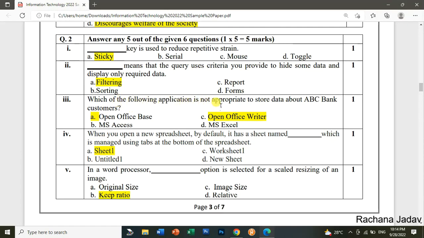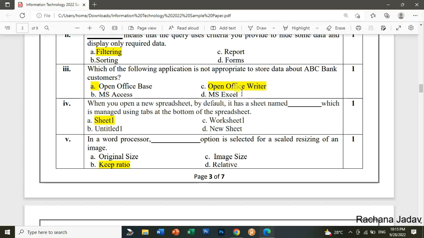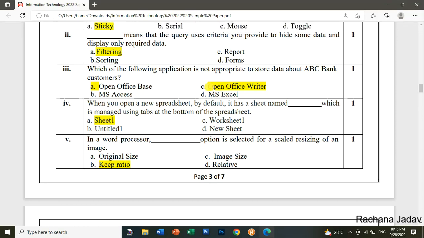Which of the following applications is not appropriate to store data about ABC bank customers? So, OpenOffice Writer. Why? Because in that you cannot do sorting, you cannot do filtering. Okay, so that is the thing. Yes, you can, but in that you cannot get proper calculation, that is not possible. All the calculation is not possible.